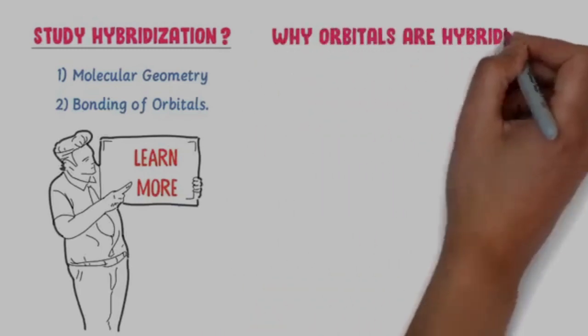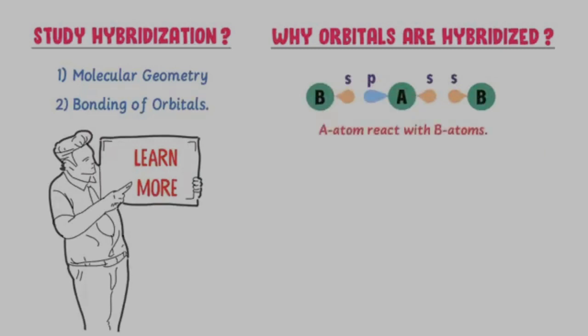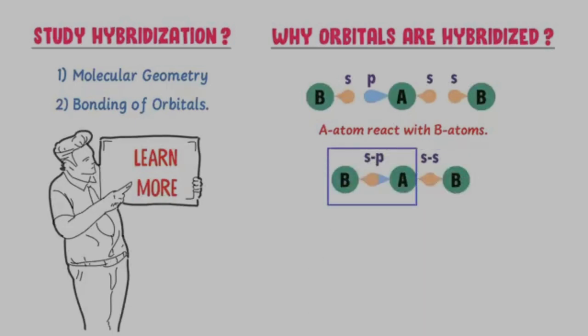Secondly, why are atomic orbitals hybridized or why does hybridization take place? Well, there are different theories which explain this concept, but I am going to explain it very easily. Consider two types of atoms, A atom and B atom. Let A atom have two orbitals, s orbital and p orbital, while B atom has only one orbital, s orbital. Now let A atom react with two atoms of B to form a molecule. We can see that there is an ss bond between A atom and B atom, while here is an sp bond between A atom and B atom.